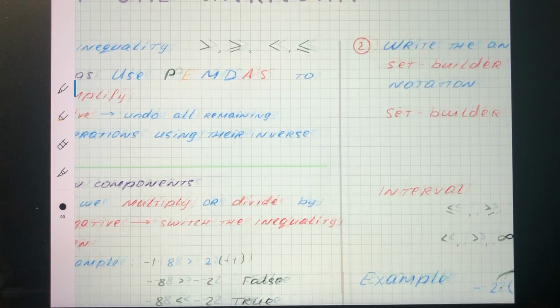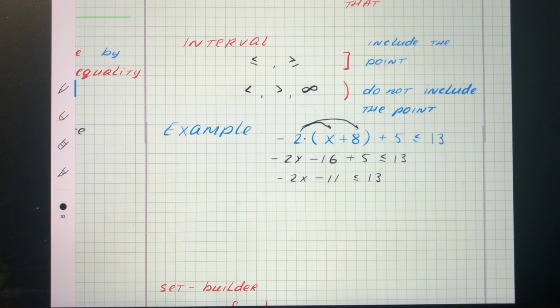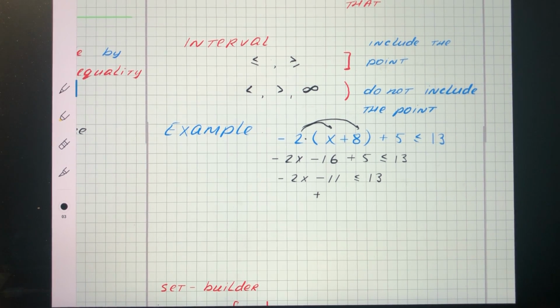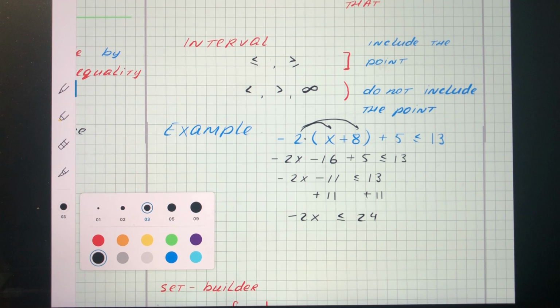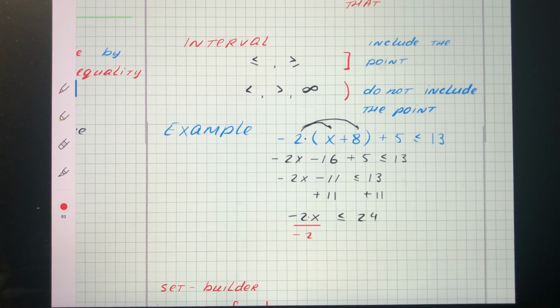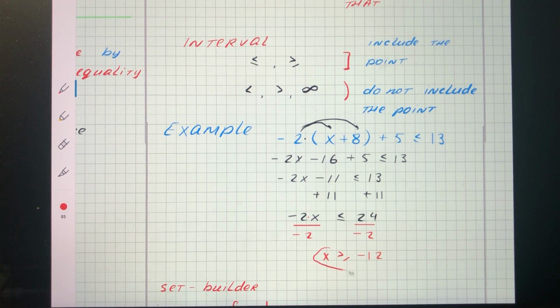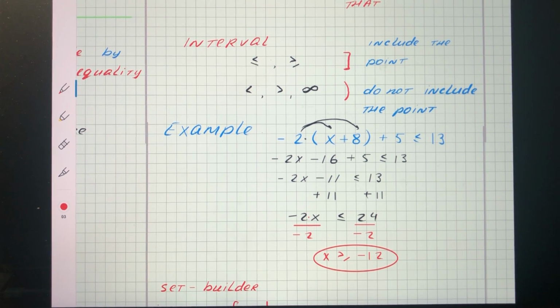So starting at the bottom, we undo plus and minus first, and to cancel minus 11, we add 11 to both sides, plus 11. That makes negative 2x less than or equal to 24. Now to cancel negative multiplication by negative 2, we must divide both sides by negative 2. And since we're dividing by negative, the inequality symbol will switch to greater or equal to negative 12. And this is the final answer to our inequality.